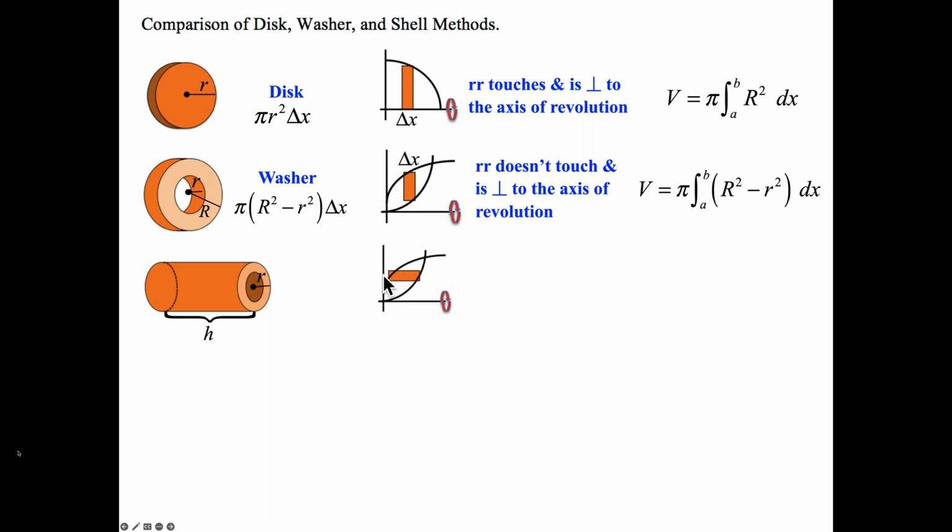Here, for the shell technique, you have to be parallel to your axis of revolution. So this is going to be a change in y, my delta y here. So 2 pi times the r function times the h function, radius and height, and then your thickness is delta y. Again, always parallel. That's the symbol for parallel. So V equals 2 pi times the integral from c to d of r times h dy.